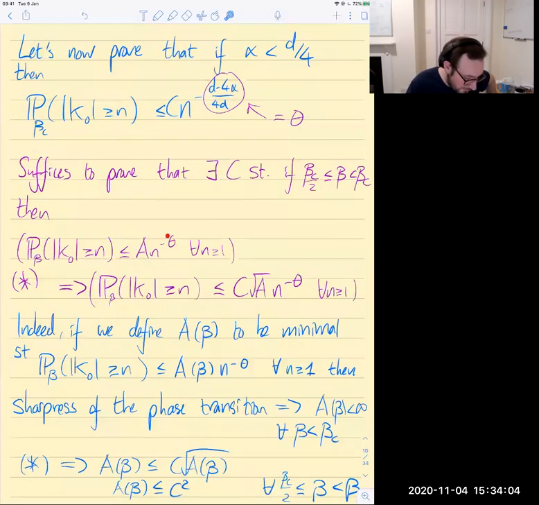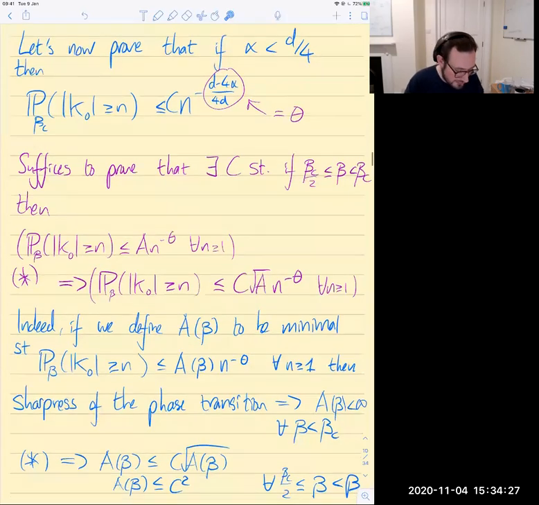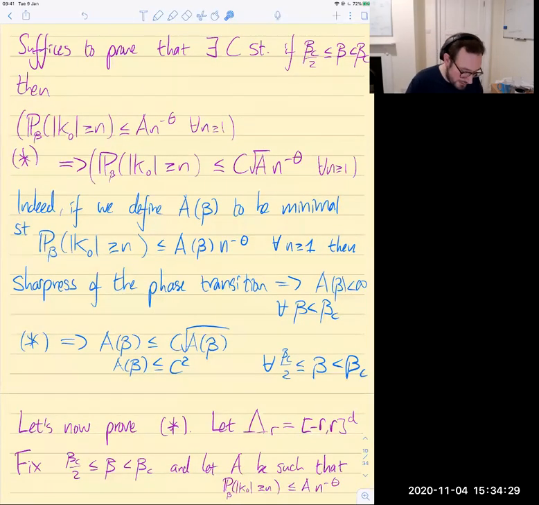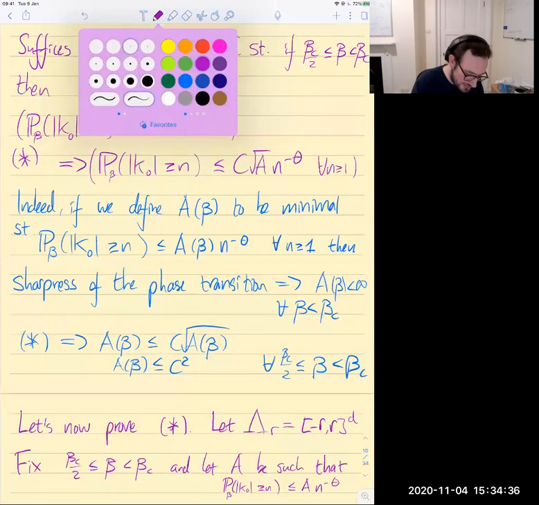upper bound of this form, where you know that the probability of having a big cluster is smaller than A n to the minus theta for all n, then in fact you have the same bound, but where this constant A has been replaced by some fixed constant times the square root. Okay. So let's see why this, if I can prove that this implication holds for all A, so the claim is that for all A this holds.